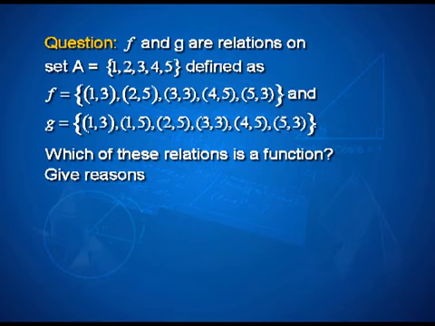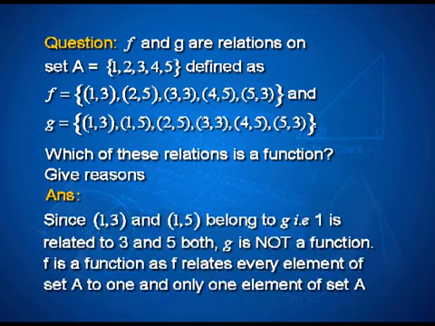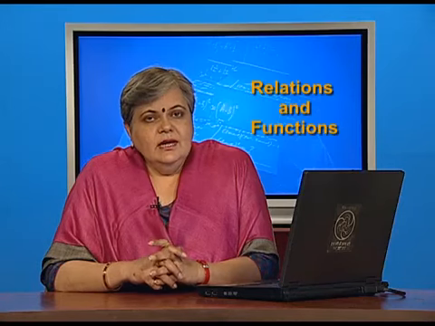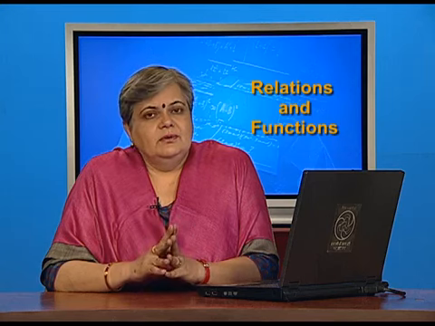No element in the first position is connected to more than one element in the second. As you can see in G, (1, 3) and (1, 5) both belong to G. That is, 1 is related to 3 and 5 both, and therefore, G is not a function, whereas F relates every element of set A to one and only one element of A itself, and therefore, F is a function.